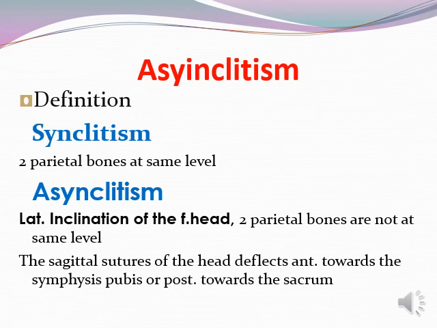There is an important definition you have to know, which is asynclitism and synclitism. What is the definition of synclitism? Synclitism means the two parietal bones are at the same level in the pelvis. Asynclitism is a lateral inclination of the fetal head in which the two parietal bones are not at the same level, and so the sagittal suture deflects anteriorly toward the symphysis pubis or posteriorly toward the sacrum.